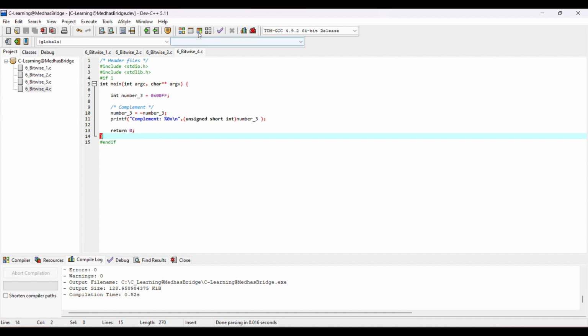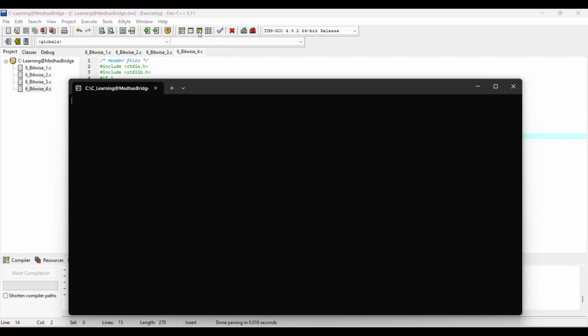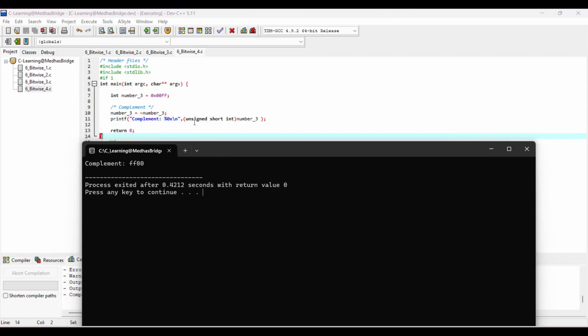Okay, let me compile and run this program. Do you see? So 00FF becomes FF00. This is called a complement. You are flipping the bits, 0 becomes 1, toggling the bits, you could say. This is how the bitwise operations work. It's very easy to understand, and practically, bitwise operations play a very vital role in embedded systems, precisely.